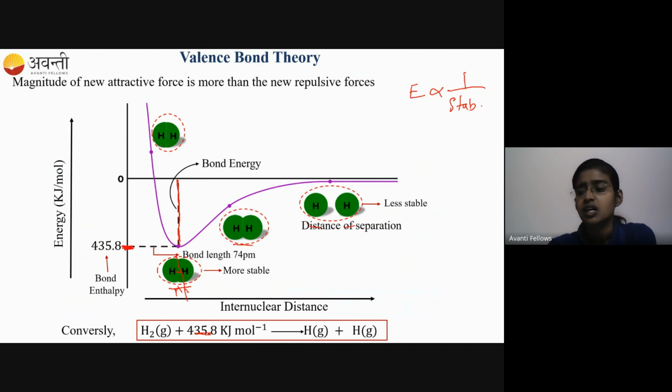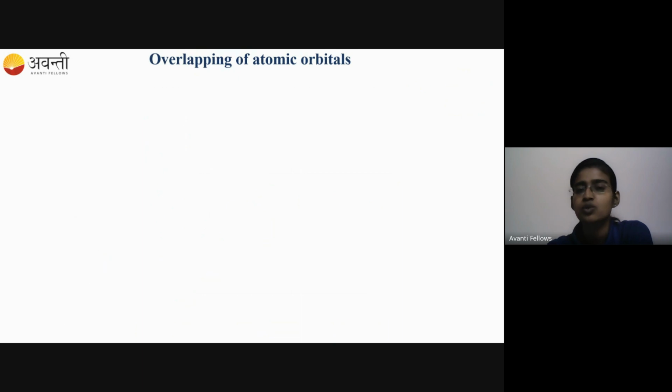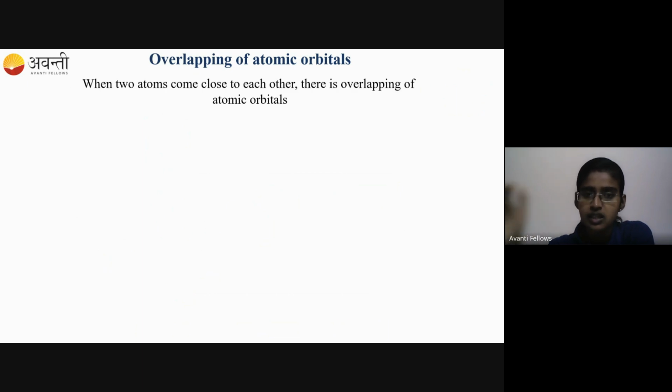Now let us move on to the overlapping of atomic orbitals. Any doubt from the valence bond theory first part? So valence orbitals will come with their electrons and they will form the bond. That's all. Shall we see the next topic? Yeah, the next topic is overlapping of atomic orbitals. In the valence bond theory, mainly the valence atomic orbitals are overlapping with each other. When two atoms come closer to each other, there is overlapping of atomic orbitals. This statement we all know, right?